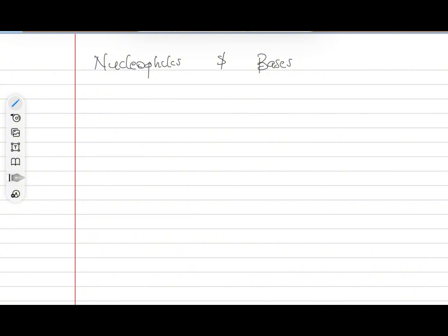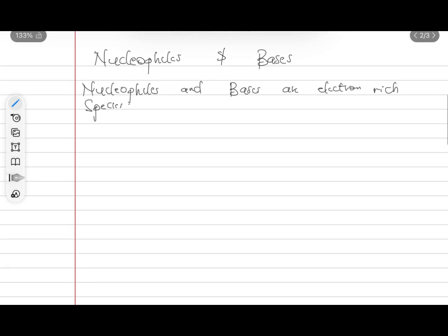Well, there is one particular thing nucleophiles and bases have in common. One of the things they have in common is that nucleophiles and bases are electron rich species. They are electron rich compounds. But what actually accounts for the major difference between nucleophiles and bases is the function.